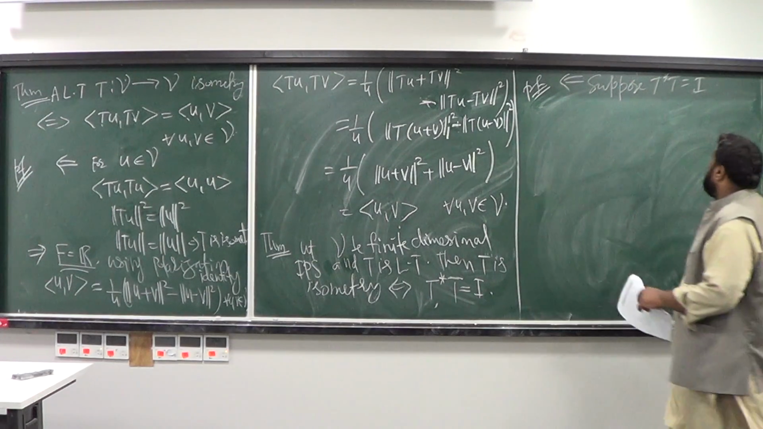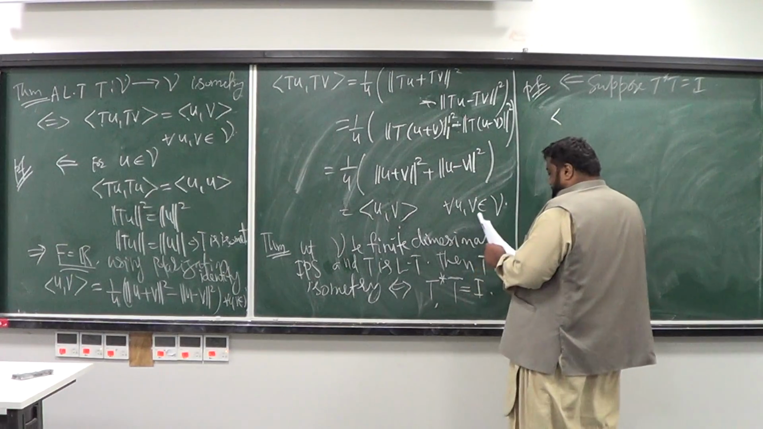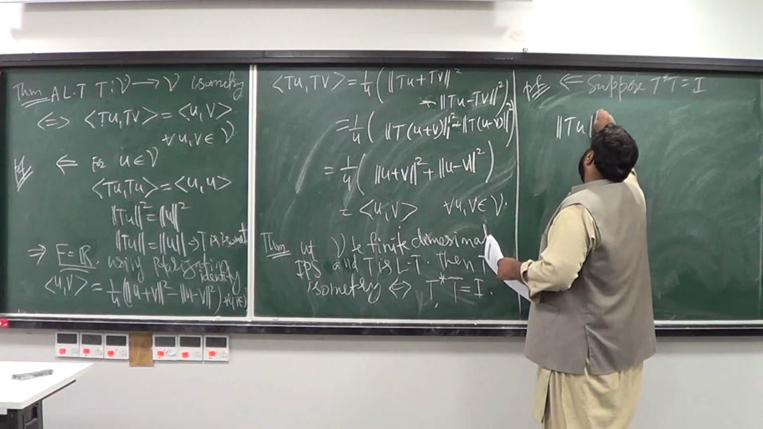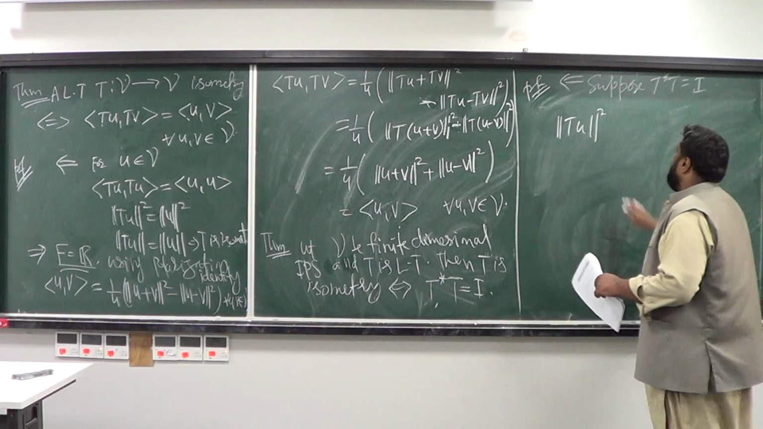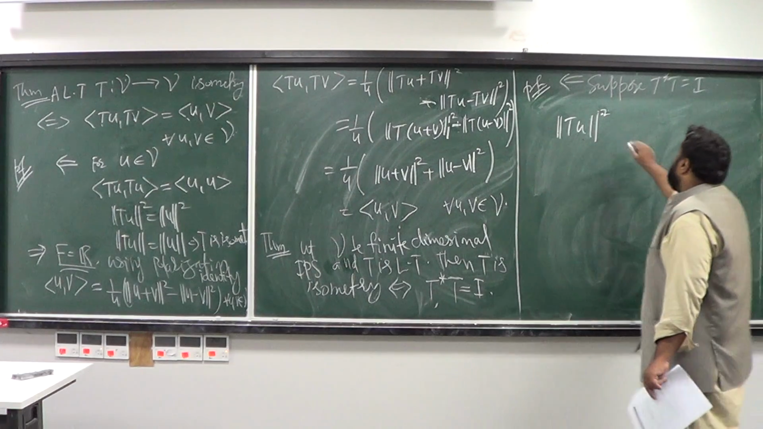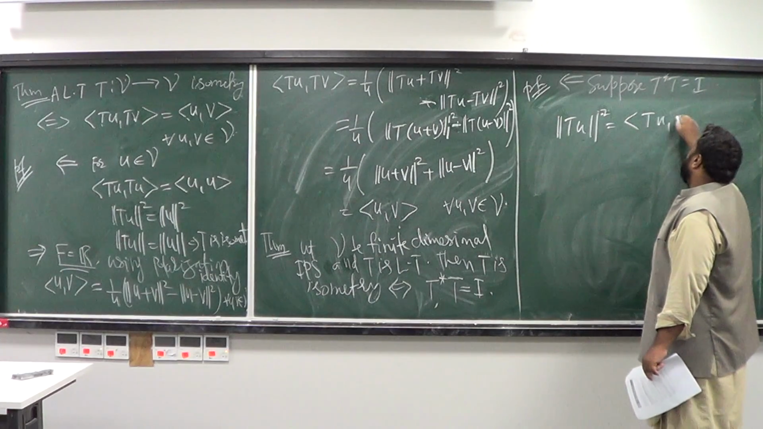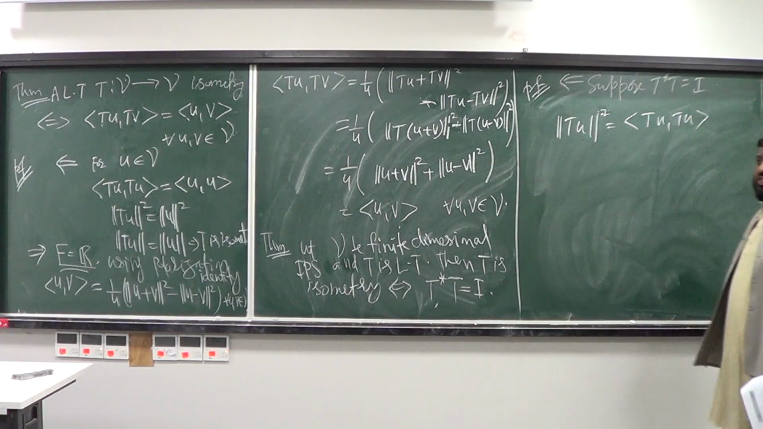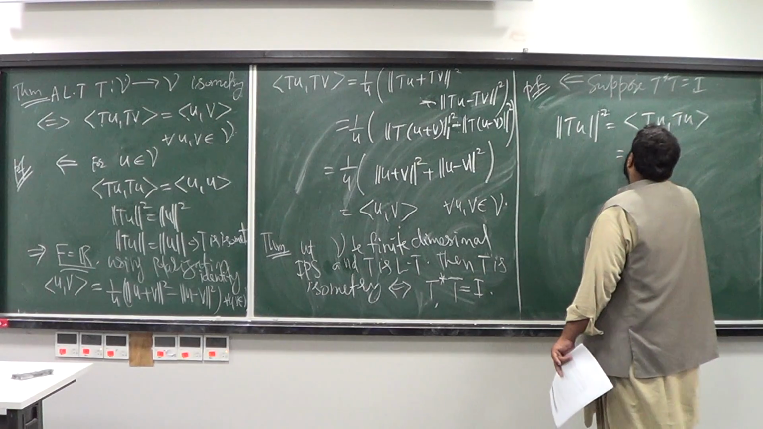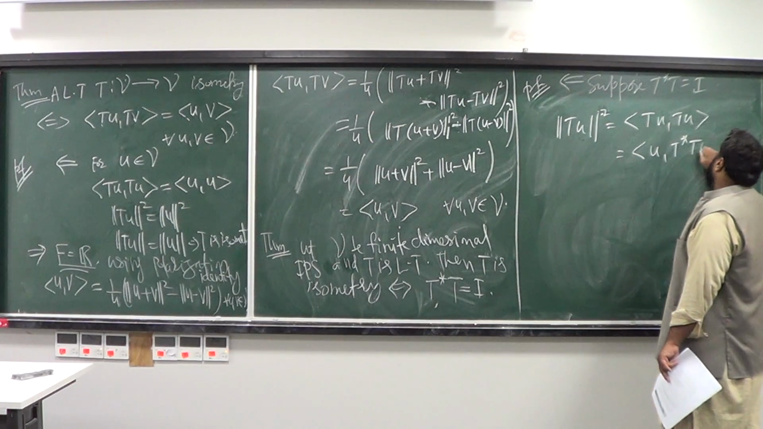Now, how am I going to show it? Let's just start with the magnitude of TU, probably its square. I would like to show that this is equal to the norm of U squared. Now I can write this as the inner product of TU with TU. And T star is the adjoint of it, so I can write this as the inner product of U with the adjoint of T operated onto TU.